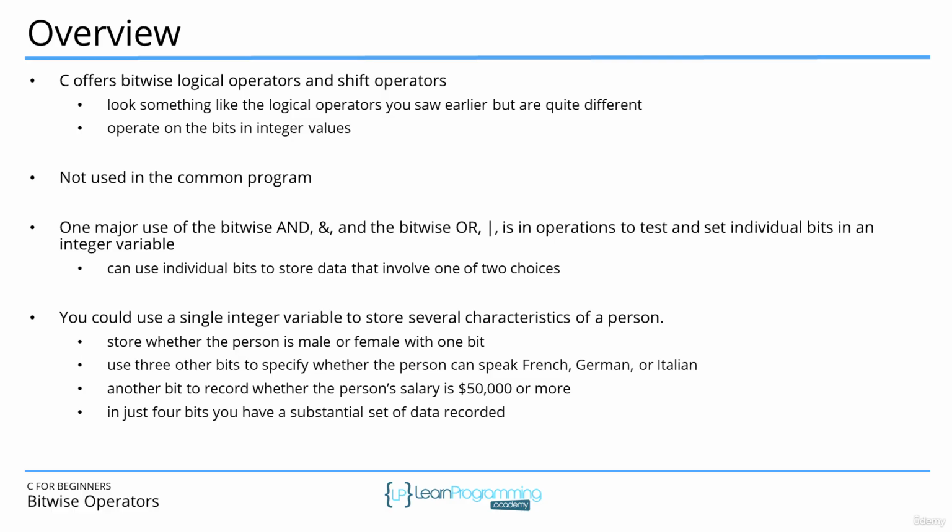Only 5 out of 32 or 64 bits, but we only used 5 and we were able to represent whether or not a person is female or male, whether or not they speak French, German, or Italian, or all 3, or one or the other, and whether or not they're making more than $50,000. We can represent all that data in our bits. And this is where the bitwise operators come in handy.